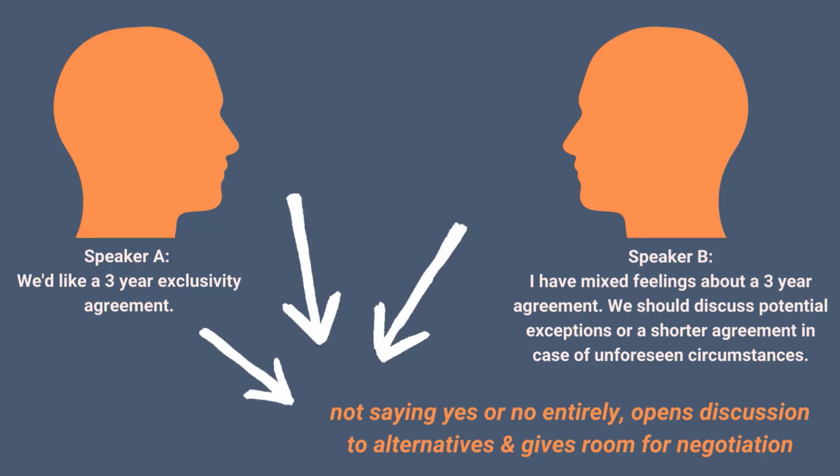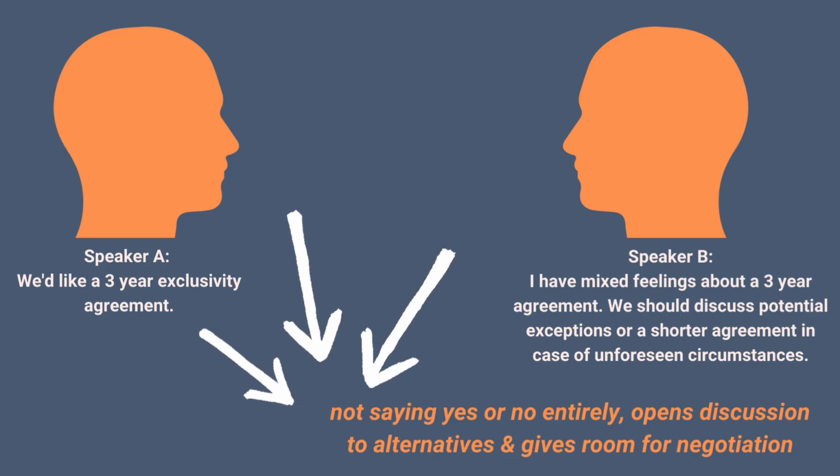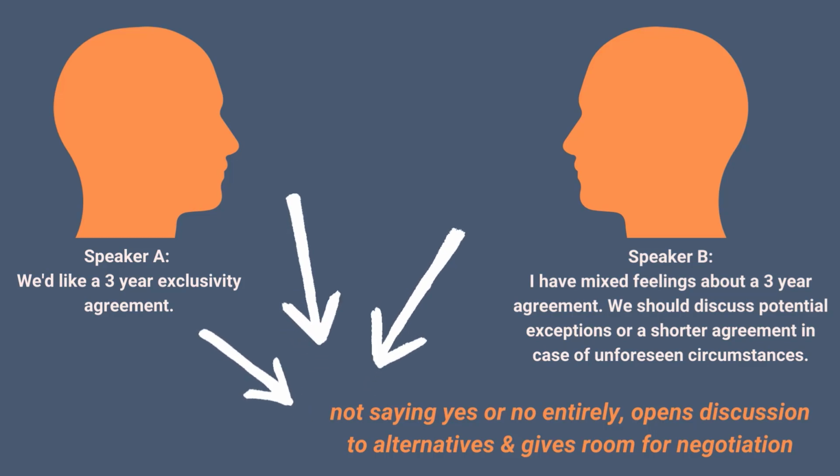So Speaker B is not saying yes or no completely. It's saying I've got feelings on one side and I've got feelings on the other side. I'm opening up the discussion and I'm giving alternatives and I'm giving room for negotiations. So there could be exceptions to a 3-year agreement, or maybe we could look at 2 years or 1 year, a shorter agreement. So using the right phrases and using the right techniques, this shows that you have respect for others and you're considerate of others.